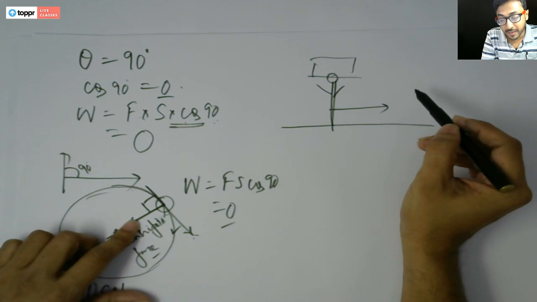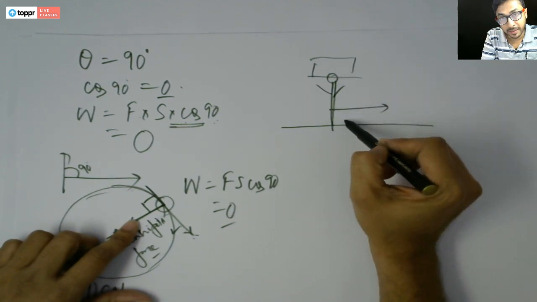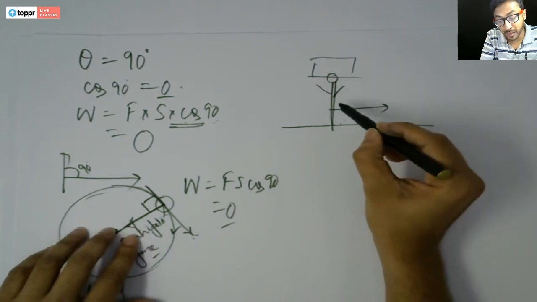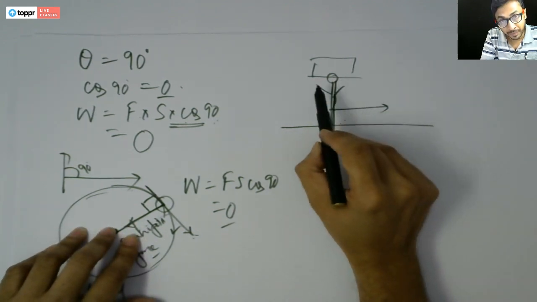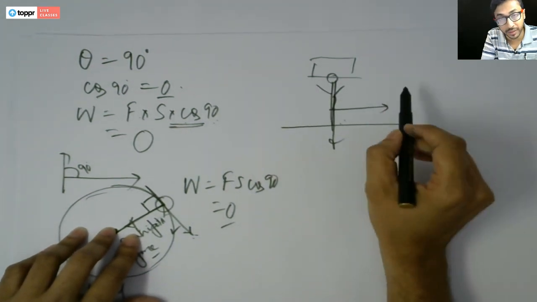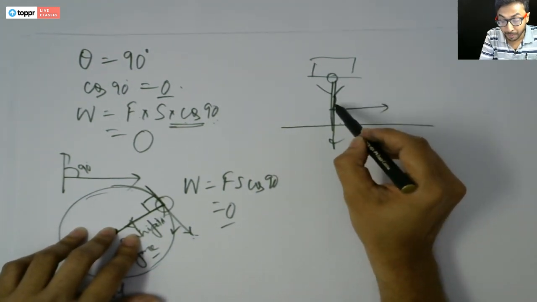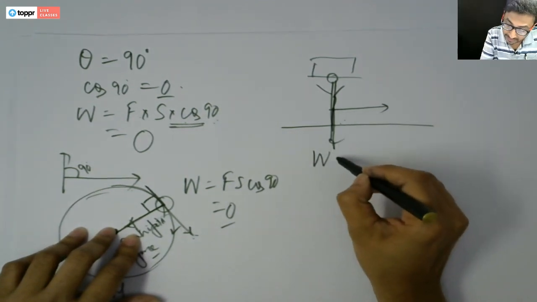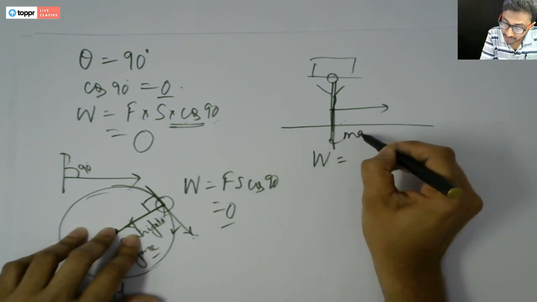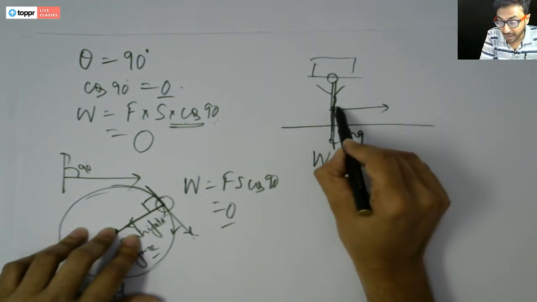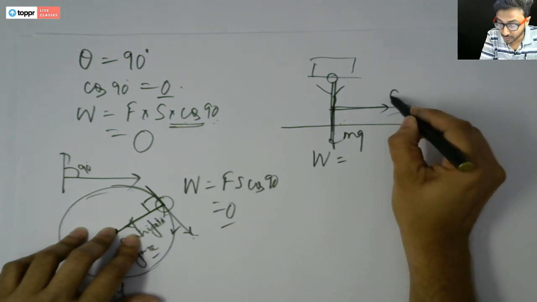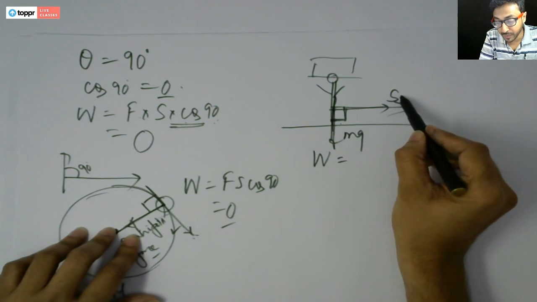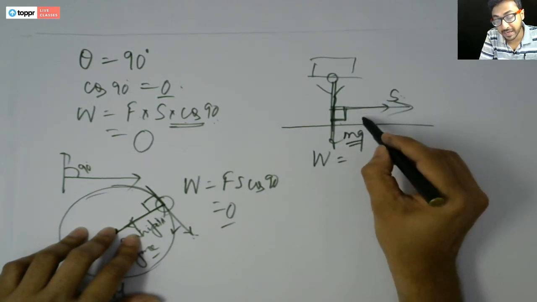Now the question is, what is the work done by the man? What is the work done by the force of gravity when the man is walking like this? See, the force of gravity, mg, is in the downward direction. The man is walking horizontally, so this is the displacement. So definitely the angle between the displacement and the force is 90 degrees.